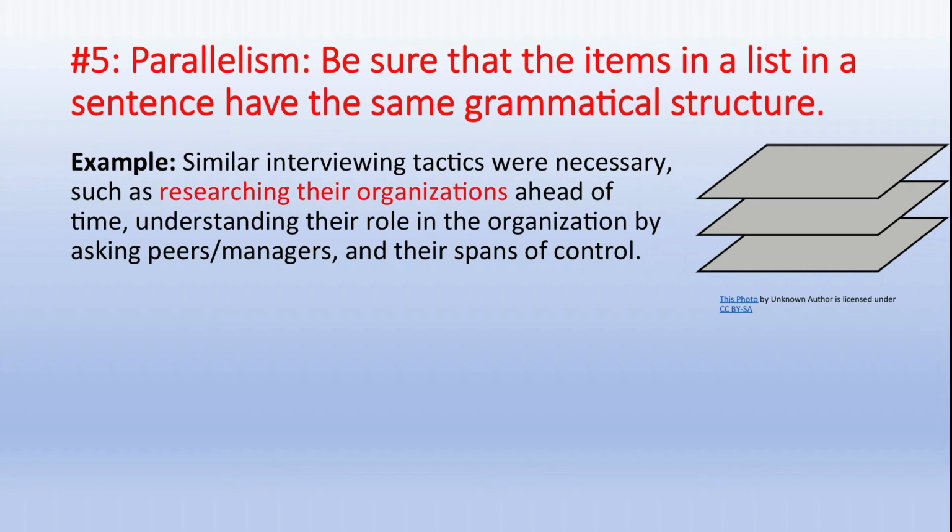The list begins with researching their organizations. The second item begins with understanding their role. These phrases begin with gerunds, verbs plus ing. But the third item in the list, their spans of control, lacks this type of verb. How could you fix this? How about making the last phrase say, and identifying their spans of control?